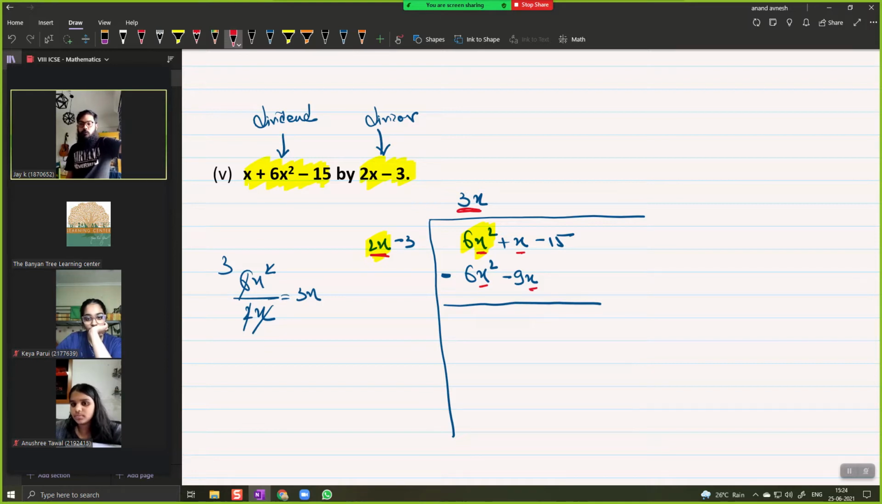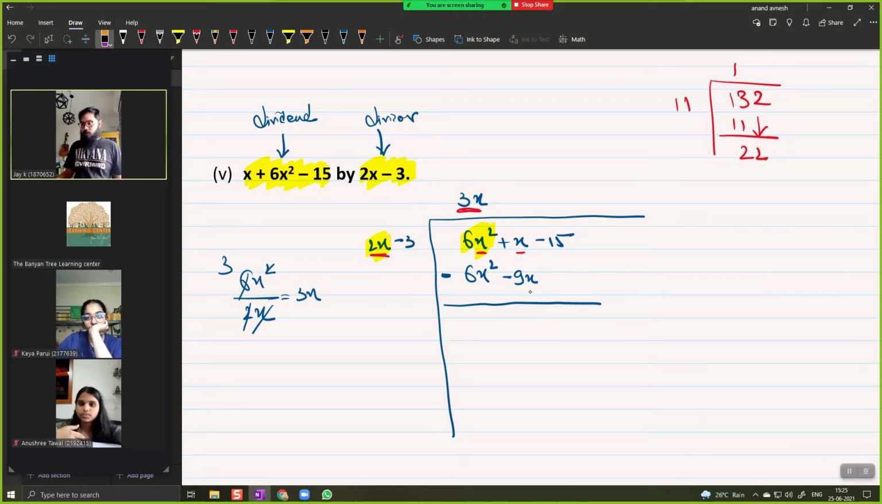And now you have to do the subtraction, like you know how you do normal division. 11 ones are 11, 13 minus 11 is 2, and here this 2 will come down. You remember this method, right? It's the same thing we are doing over here, but only thing is here we are dealing with algebraic expressions, so no problem. Now we have to do the subtraction. What do we do in the subtraction? We change the sign. You remember that? Changing the sign process, because we are doing subtraction.